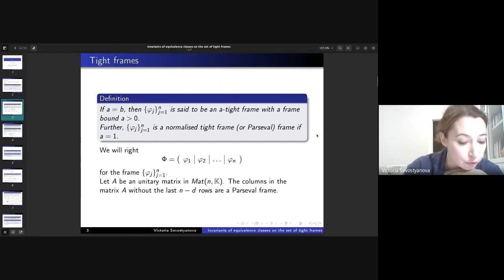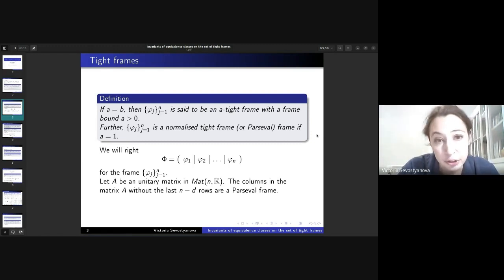What about examples of tight frames? It's not difficult to construct such a frame. It is sufficient to take some unitary matrix and delete n minus d rows of this matrix. Then the columns of the result make a Parseval frame.